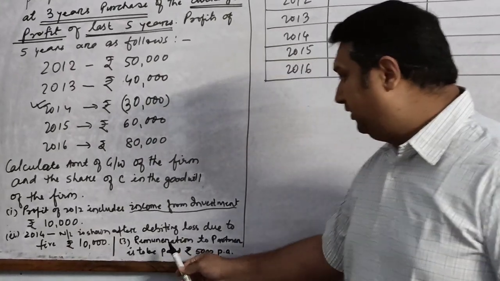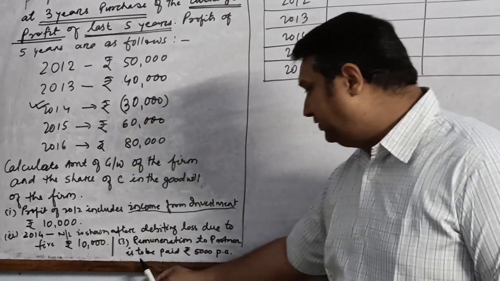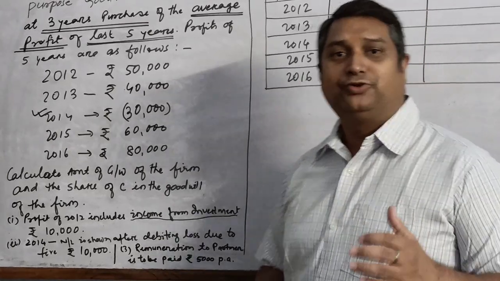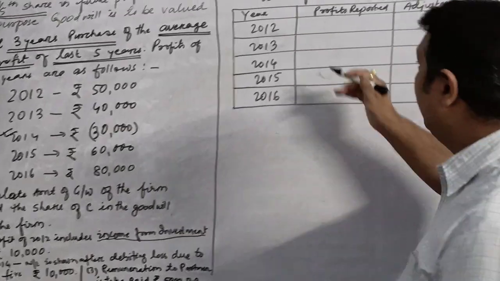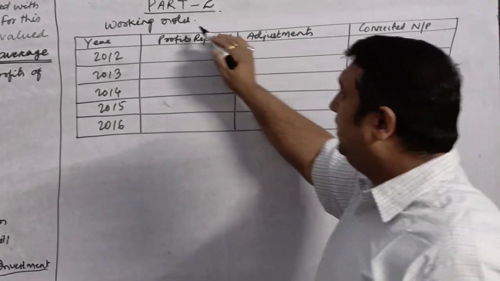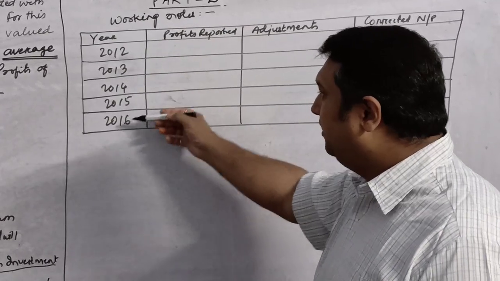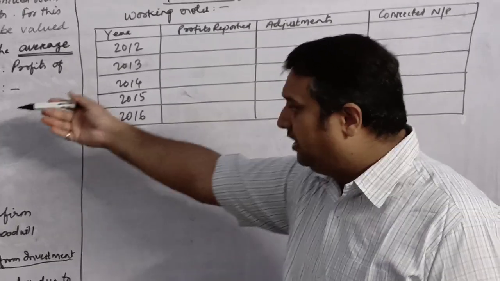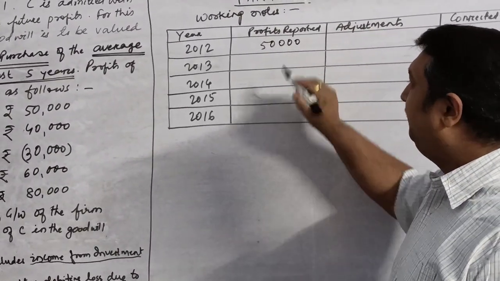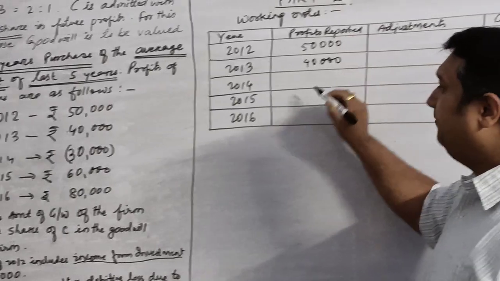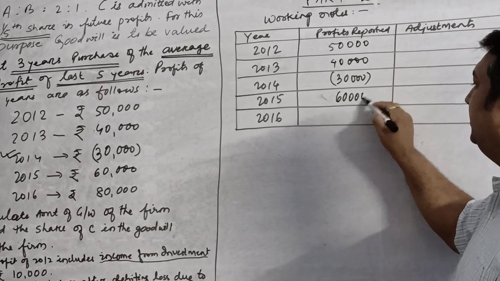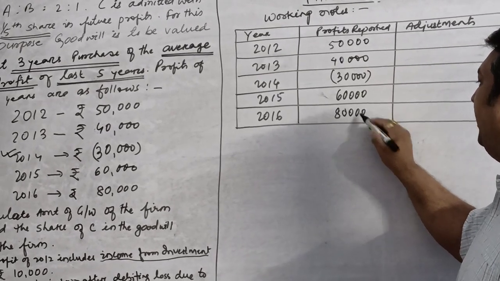The third adjustment is that remuneration to partners is to be paid, rupees 5,000 per annum. That means every year we are supposed to deduct 5,000 from the profit. So for your understanding, I have made a few columns as working notes. I have written the years 2012, 13, 14, 15, 16. These are the years which have been mentioned. Profit for 2012 is 50,000, 13 is 40,000, 14 is a loss of 30,000, 15 is a profit of 60,000, and in 2016 there is a profit of 80,000.